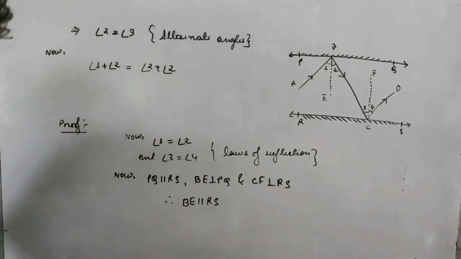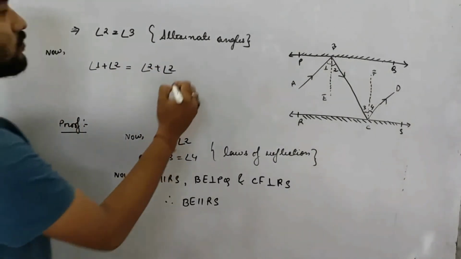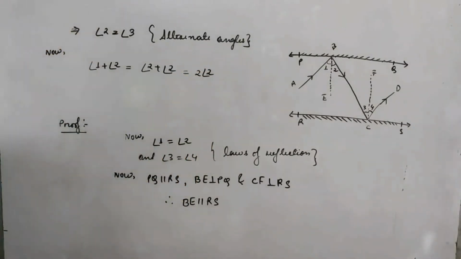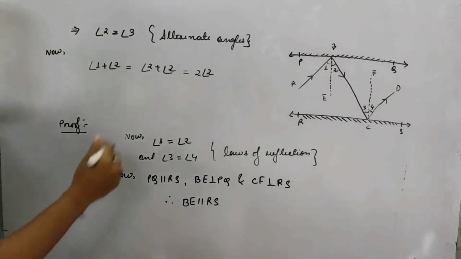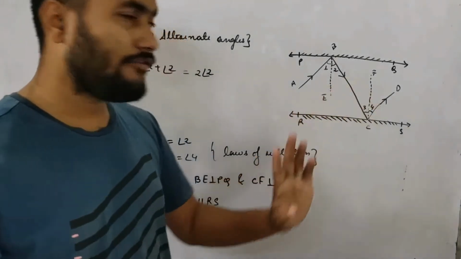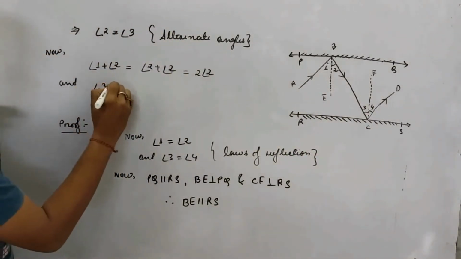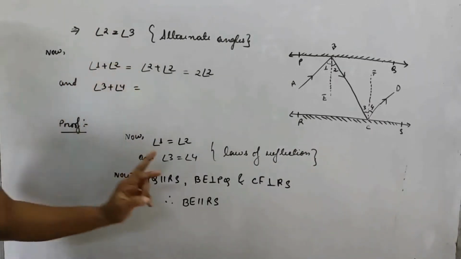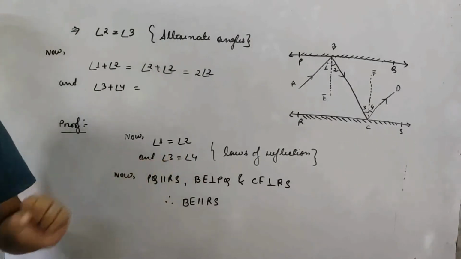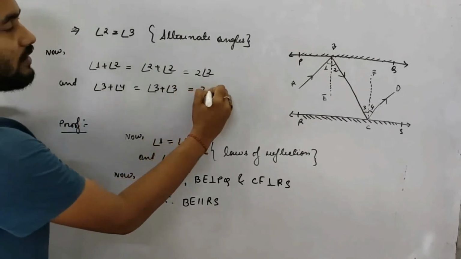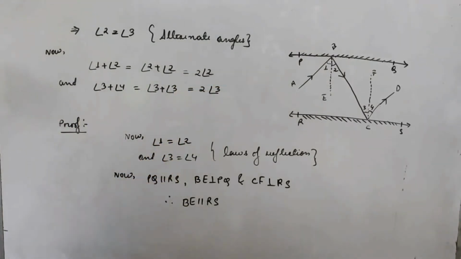So what will be angle 2 plus angle 2? Angle 2 plus angle 2 will be twice of angle 2. Done? Now similarly over here, angle 3 plus angle 4. Now I need angle 3, so in place of angle 4, what will I write? Angle 3. Angle 3 plus angle 3 will be equal to twice of angle 3.